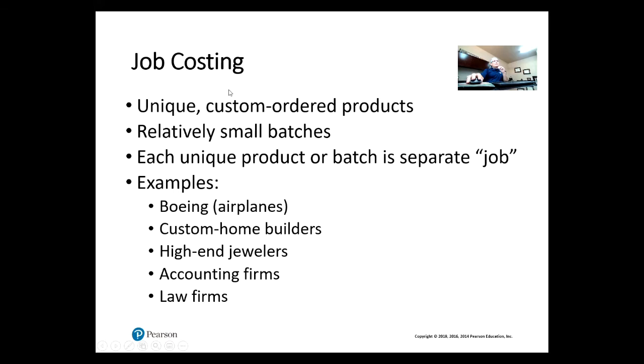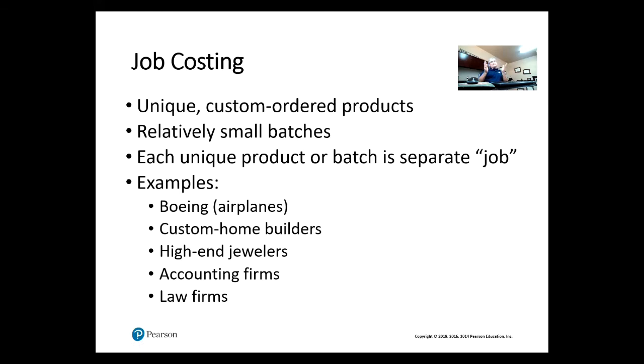In comparison, with job costing, you're going to see unique, custom-ordered products. You're going to see relatively small batches, and each unique product or batch is a separate job. The examples given here are Boeing airplanes. You're not going to mass produce airplanes. You'll build them in small batches.